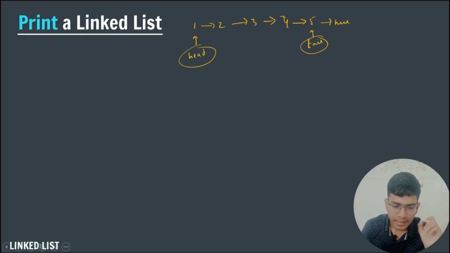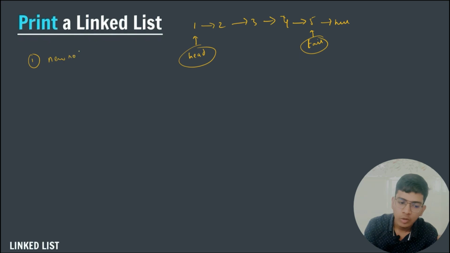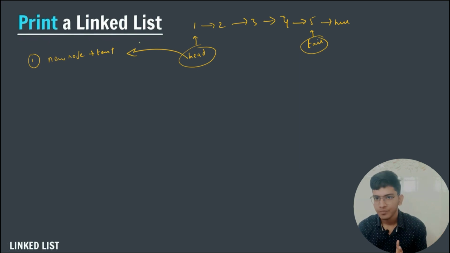First step to print the elements in my linked list: I am creating a temporary node. This temporary node will hold the value of head. After that, by using it, I will traverse throughout my linked list. Now let us see the pseudocode of it.